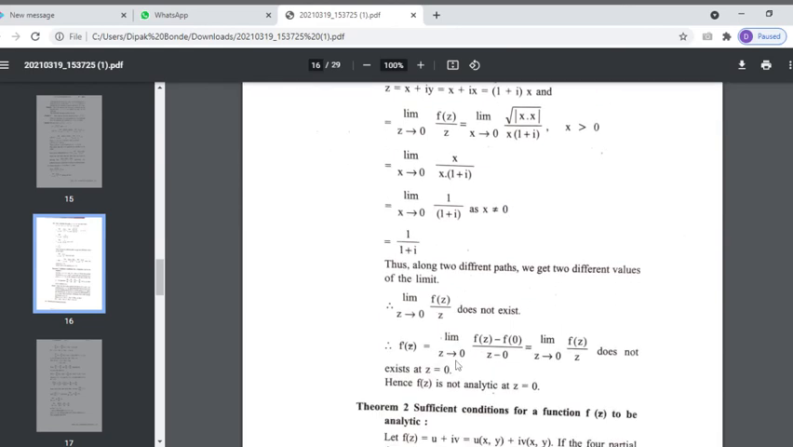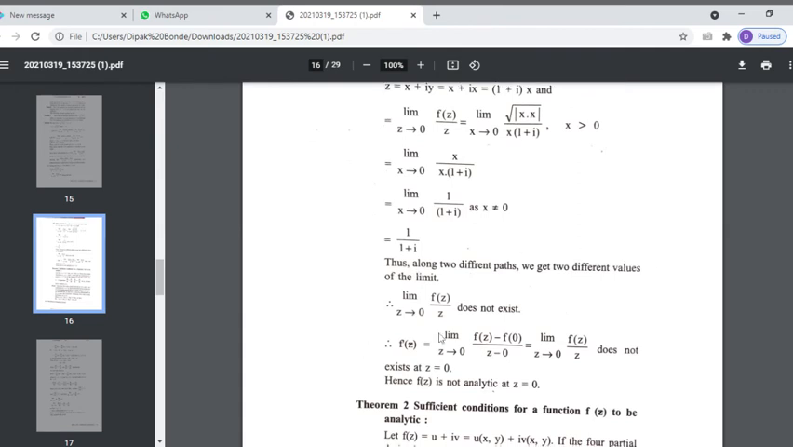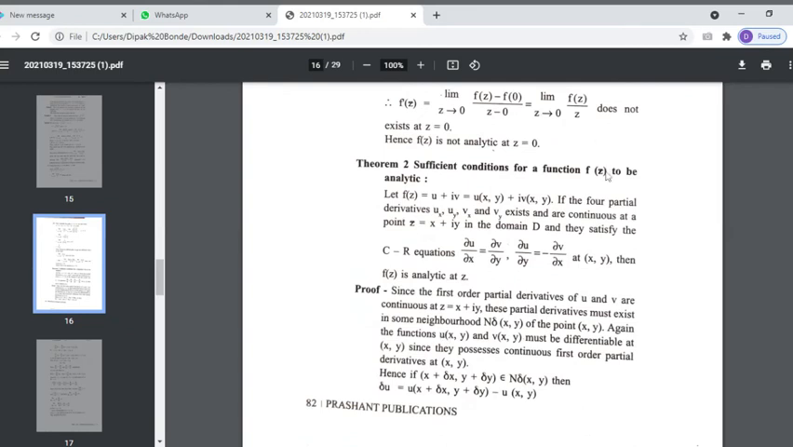So along two different paths we get two different limits. So the limit of the given function does not exist. This is a sufficient condition for f of z to be analytic. Let f of z is equal to u plus iv. If the four partial derivatives ux, uy, vx, vy exist and are continuous at z is equal to x plus iy, then they satisfy the CR equations: del u by del x is equal to del v by del y, del u by del y is equal to minus del v by del x at x, y. Then f of z is analytic.